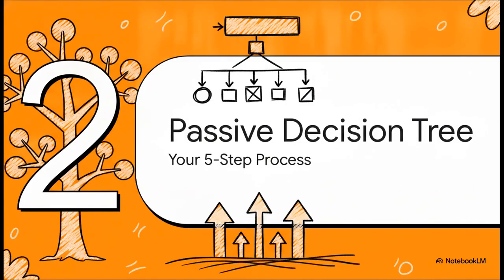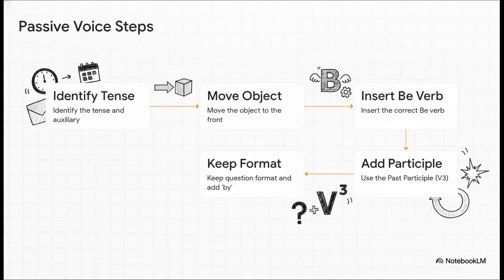Moving right along, Section 2, the passive decision tree. Whenever you face a question, just run it through this step-by-step mental checklist. It's foolproof. Step 1, lock down the tense and the auxiliary verb. Step 2, move your object to the front. Step 3, drop in the correct be verb. Step 4, apply your past participle, also known as V3. And Step 5, preserve that question format and add by plus your subject. If you methodically follow these 5 steps, you'll nail the transformation every single time.